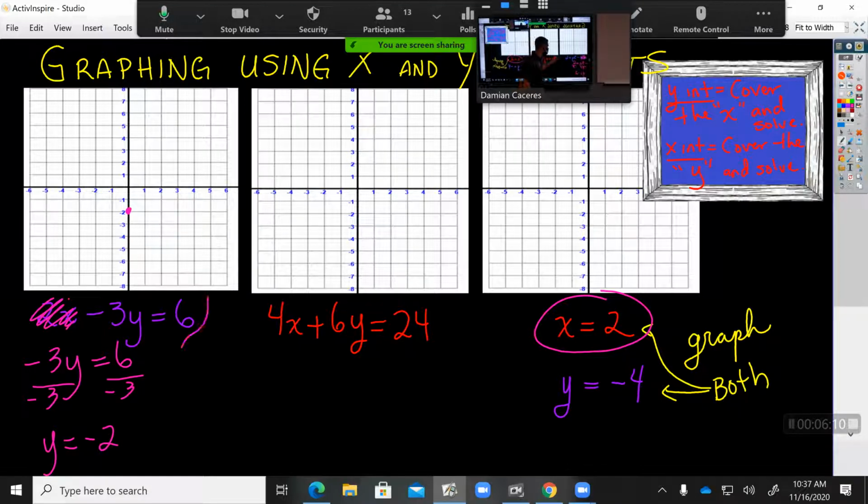Now I do the same thing but the other way around. Instead of erasing 2x, I'm going to erase 3y. So what I have is 2x equals 6. Divide by 2 on both sides. And you get x equals positive 3. So on the x-axis, you mark positive 3. Once you have 2 dots, you can draw your line.